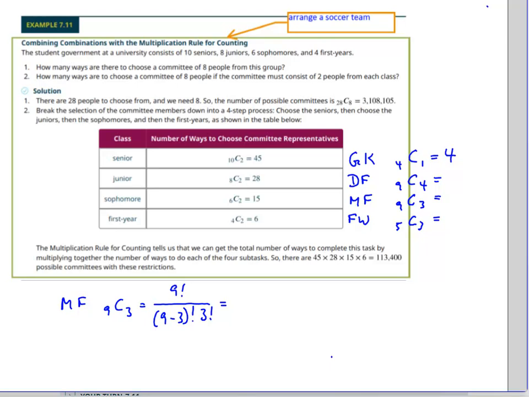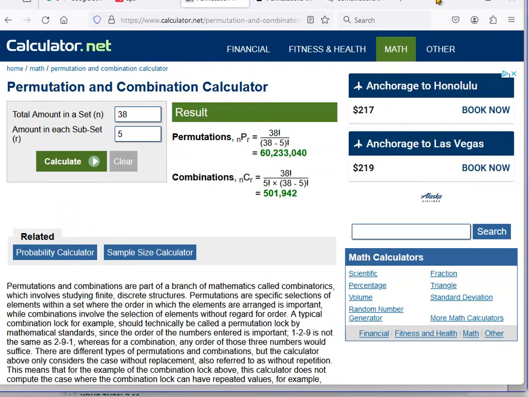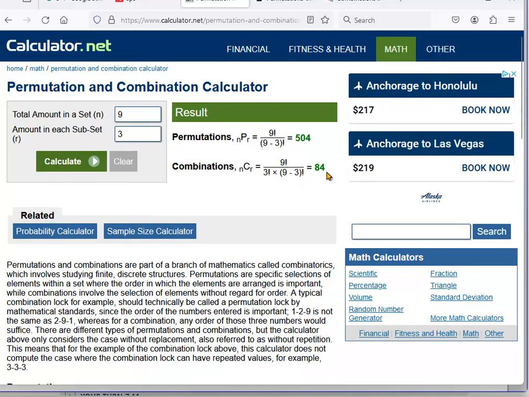And if we look at this one here in this calculator, so this was 9 and 3. And there it is. The 84 combinations is what we need. In the meantime, I can also put then 4 out of 9. That's for the defenders. There it is, the 126. And then I can put that for the forwards. There was 3 out of 5.